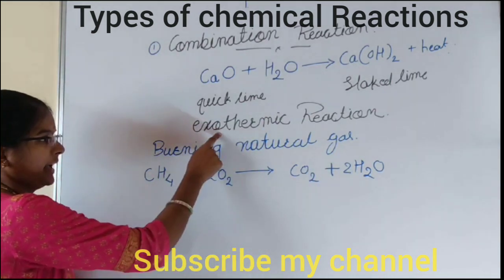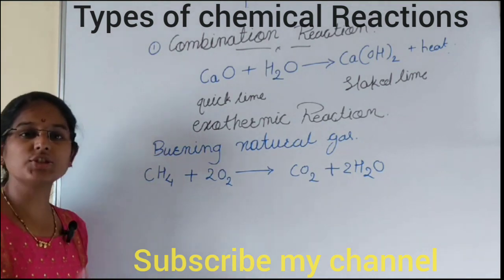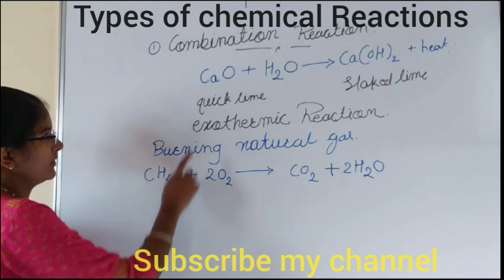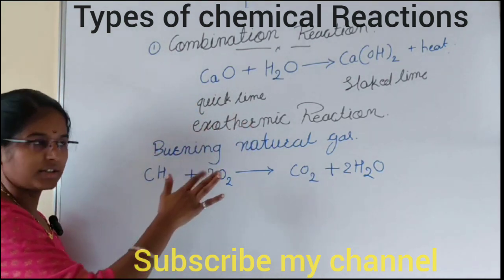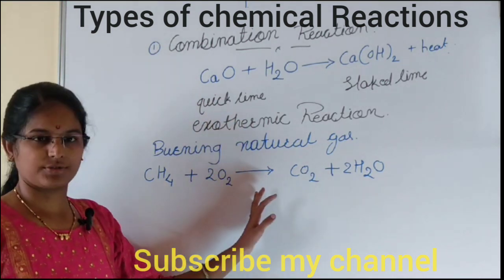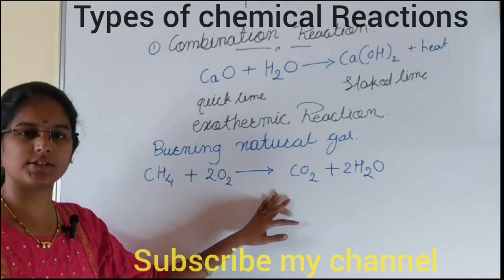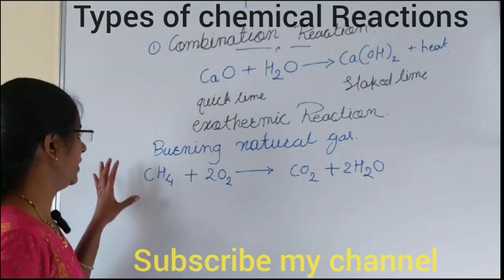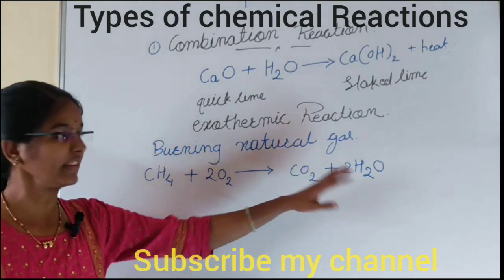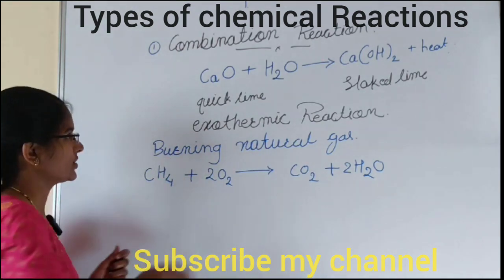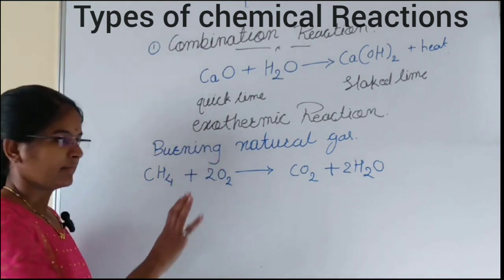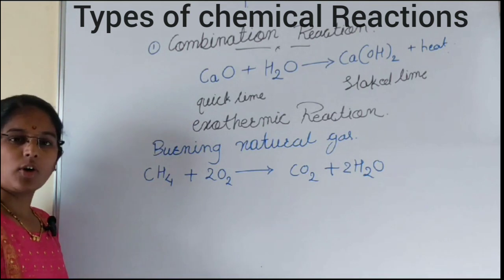Why is it called an exothermic reaction? Because in this reaction a lot of heat is released. This is a common type, not a main type of reaction. If you are asked what is meant by an exothermic reaction, explain why it is called exothermic and give the example: methane reacts with oxygen to form carbon dioxide and water, and much heat is released. This is called an exothermic reaction. In this way, we learn the combination reaction.